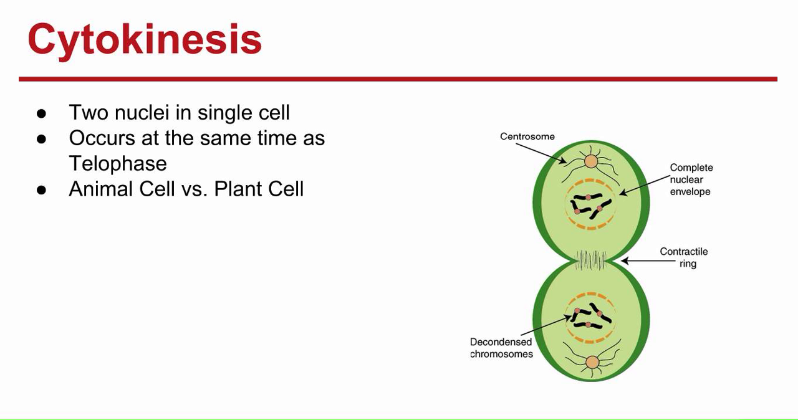This occurs at around the same time as telophase, and in most animal cells, we see the pinching of the cell membrane until it pinches off and forms two separate cells. However, in plants, there's a structure known as the cell plate, which forms midway between the divided nuclei, and it gradually develops into a cell membrane and then a cell wall.